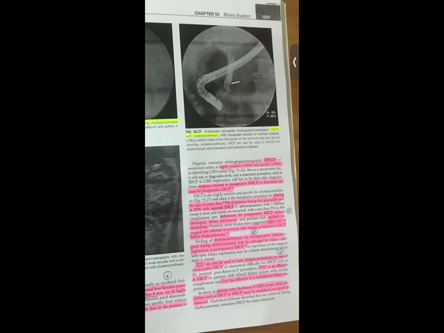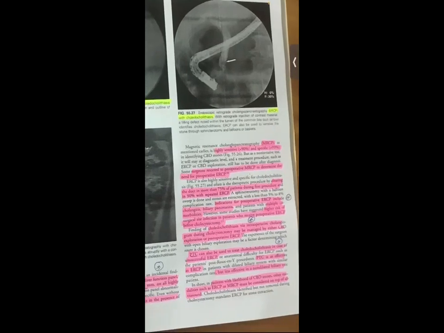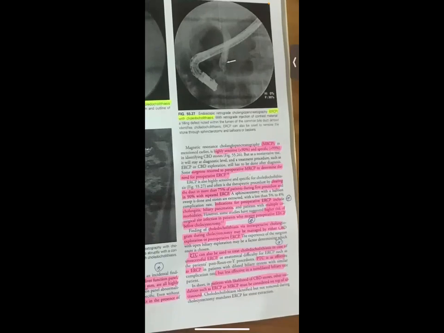So next, some surgeons resort to preoperative MRCP to determine the need for preoperative ERCP. So if they suspect CBD stones, they will do preoperative MRCP and ERCP for clearing the CBD stones. Clearing the duct in more than 75% of patients during the first procedure and 90% with repeat ERCP. So ERCP can clear 75% of patients in the first attempt, and in the second attempt up to 90% can be cleared.